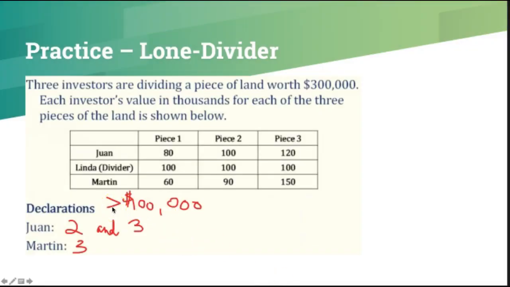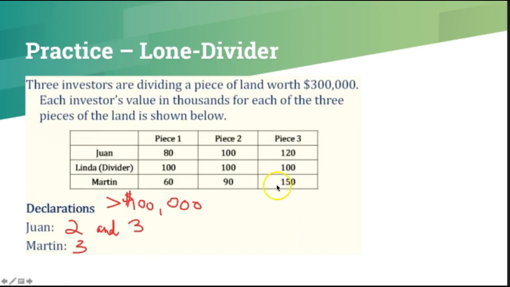We can see that because the land is worth 300,000, that is equal to 100,000 per person. So out of Juan and Martin, Juan put an amount that's greater than or equal to 100,000 on both 2 and 3. He put piece 2 is worth 100,000, piece 3 is worth 120. But Martin did not think that piece 2 was even worth 100,000, which means if he got that share, he would be pretty upset because he wouldn't think he even got 1/3 of his share, right? I mean, 1/3 of his share would be a value of 100,000.